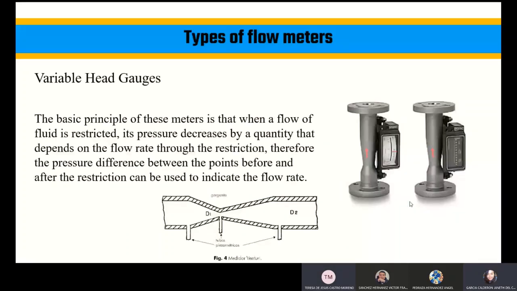A variable head meter has a constant area of the orifice, the constriction. The pressure drop is dependent on the flow rate, in which the area of the constriction and the orifice is constant. On the other hand, in the variable head meters, the drop in pressure is dependent on the rate of flow.